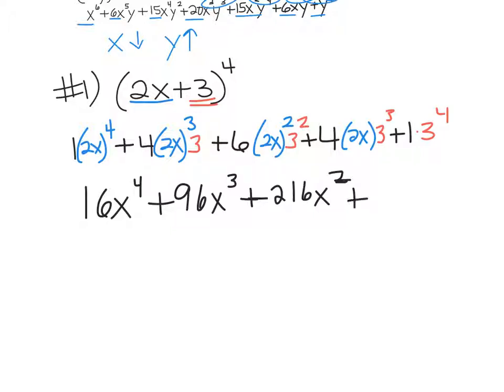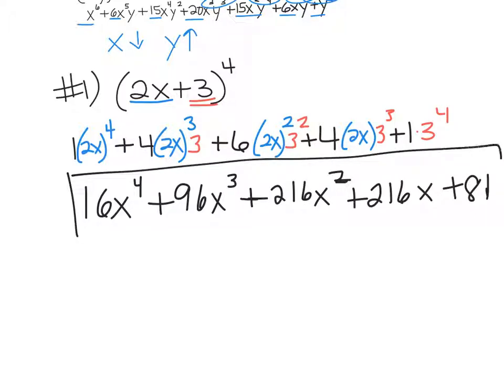Over here I have a 4 times 2 times 3 cubed. What's that? 216 again. So 216x, and then 3 to the 4th is 81. Done. There you go. We expanded that whole thing up. Lost? Yeah. Really? Oh.